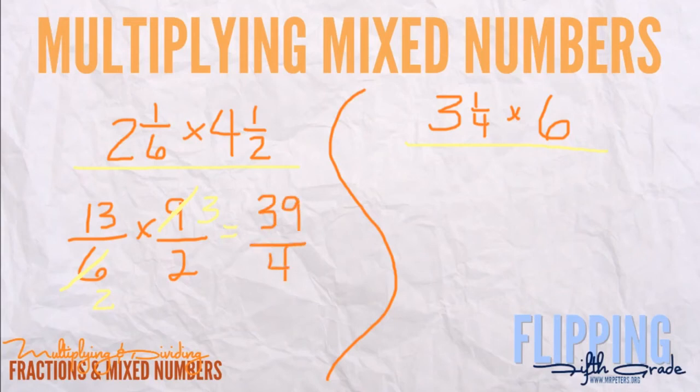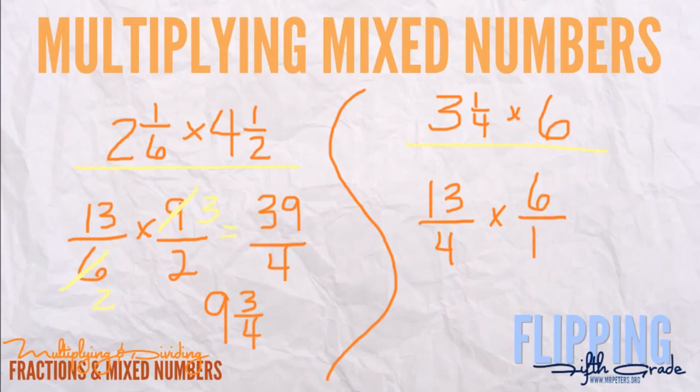Then you have to ask yourself, how many times does 4 go into 39? Well, 4 times 9 is 36. So it's going to give me 9 times, and 3/4 left over, because 4 times 9 is 36, 39 minus 36 is 3, and that's where I get my 3 from. The next problem, 3 times 4 is 12 plus 1 is 13, over 4 times 6 over 1.